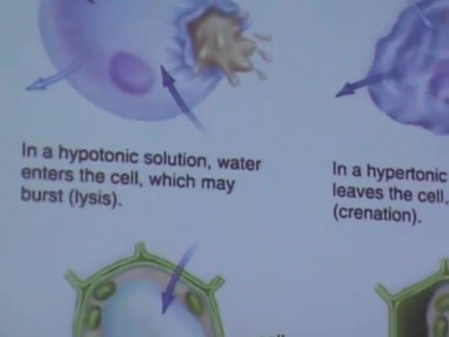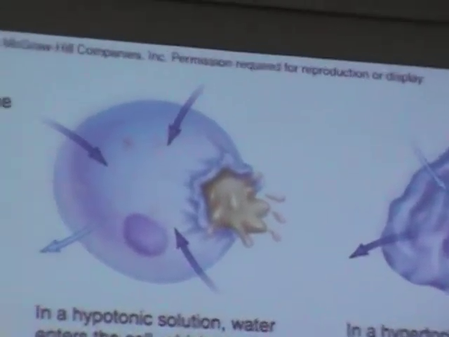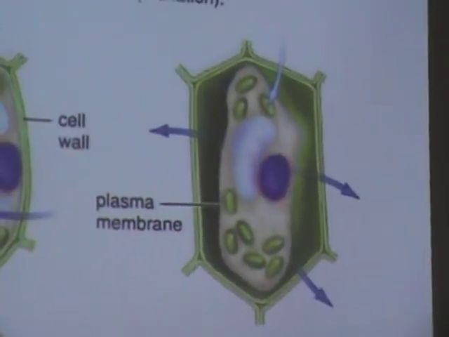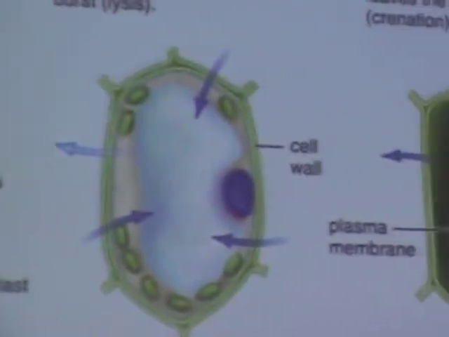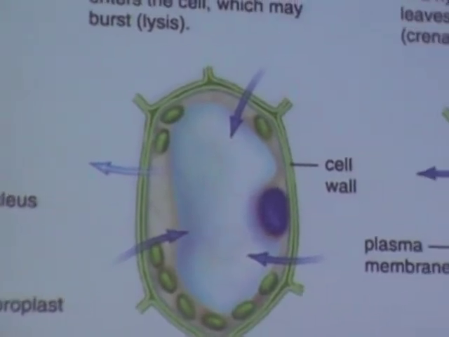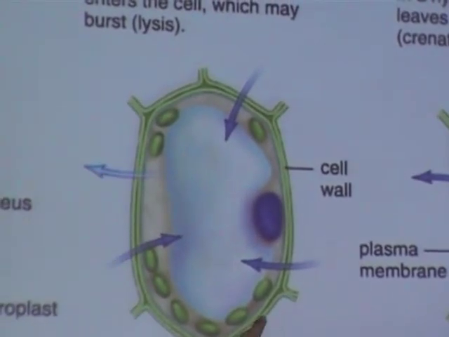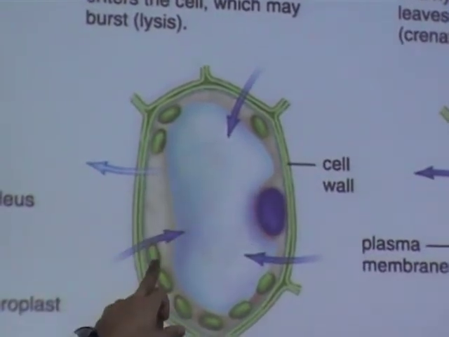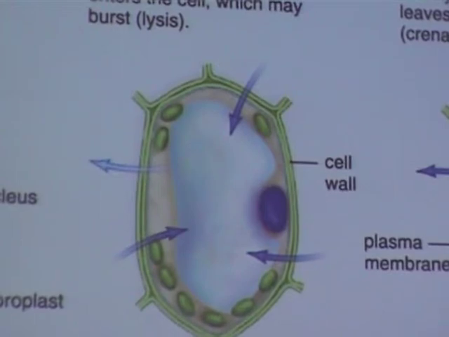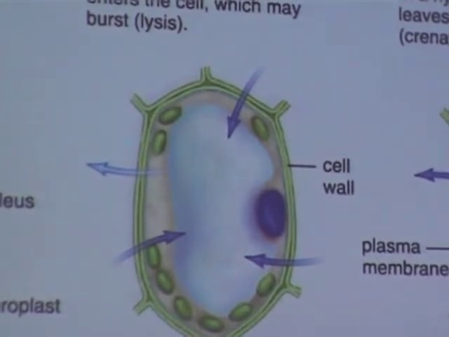Look at this cell. It's a plant cell in a hypotonic solution. Water rushes in, the cell starts to swell up, but it's not going to explode and die. Do you know why? Because of the vacuole. It's got a tough cell wall that prevents it from blowing up, made out of cellulose. Animal cells don't have cell walls. Plant cells do, made out of cellulose.